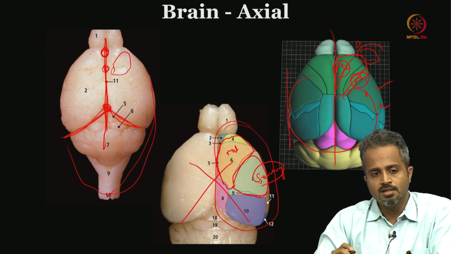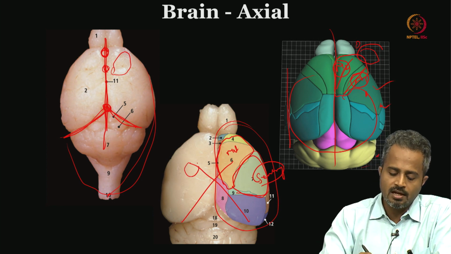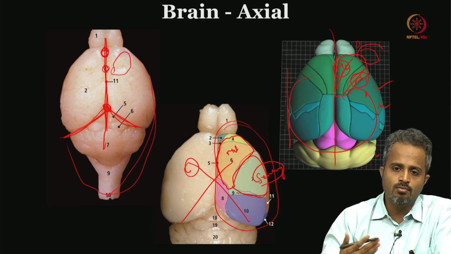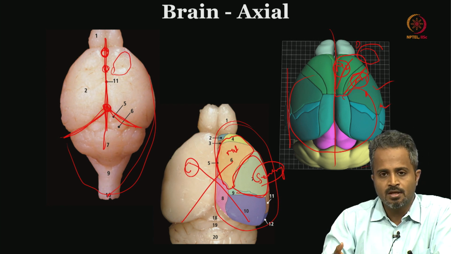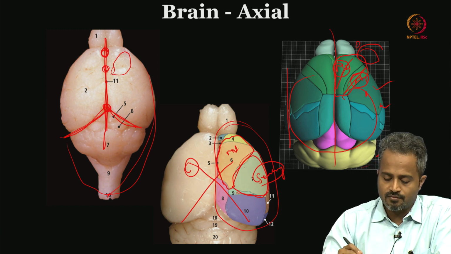And it is vital because if the rat is right dominant, you need to implant on the left side and acquire the data from the left side, because the rat will be using mostly the right upper limb. So, that is the importance of knowing the dominant side and the hemisphere that you are dealing with.